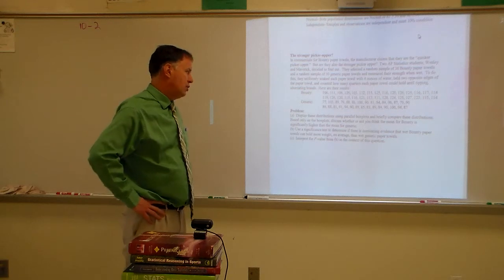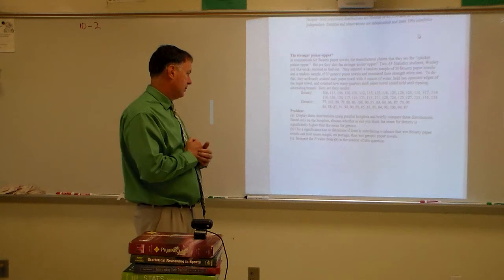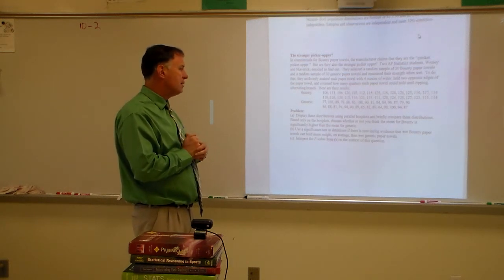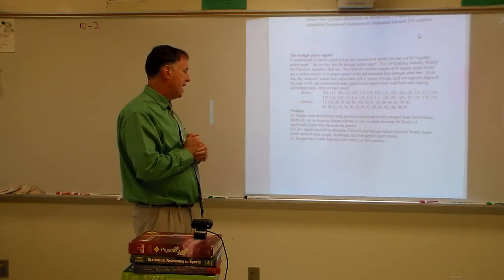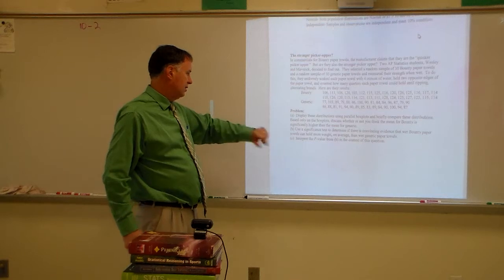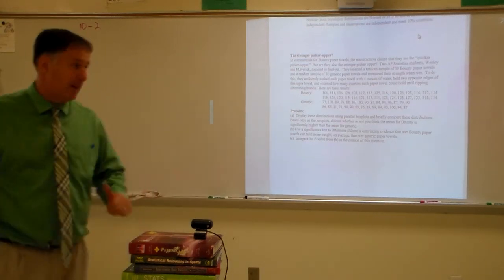Display these distributions using parallel box plots and briefly compare these distributions. Based on only the box plots, discuss whether or not you think the mean for Bounty is significantly higher than the mean for generic. And then we do a significance test and then interpret a p-value. Good stuff here, really good stuff, okay?